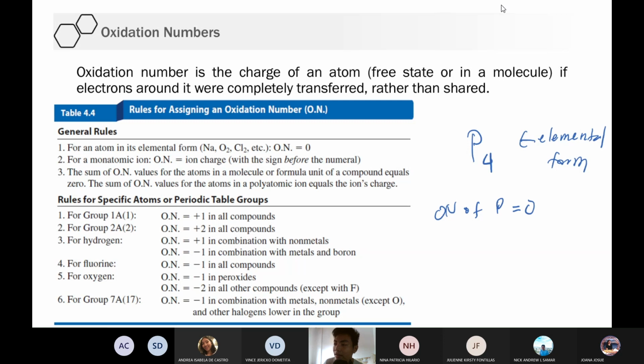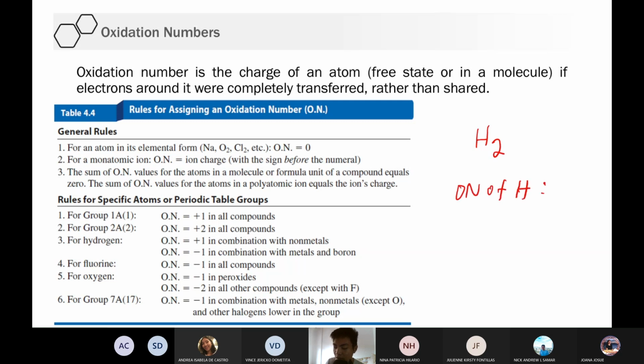Kapag ang ating formula is composed of just the same atoms, okay, same elements lang yung nandun, the oxidation number is 0. Okay? And what if you have H2? What is the oxidation number of hydrogen? Ang sagot ay 0. Why? Because H2, this is elemental form.